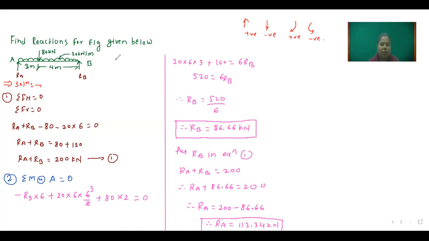If anybody has any doubt, please ask me, because this is the basic step for starting shear force and bending moment diagrams. Anybody having doubt? No, ma'am. Okay, so please write down. We will take the next example. Please write down fast.